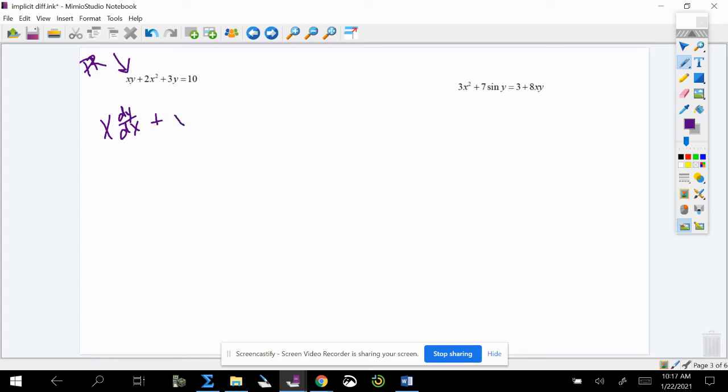So the second is y. The derivative of x is just 1. You don't have to write it. You can if you'd like. Notice this one does not have a dy/dx in it because you didn't derive y in this part of the product rule. Then we're going to keep going.